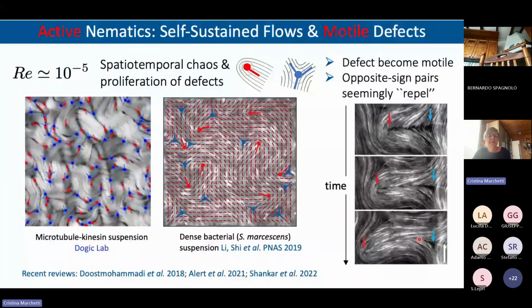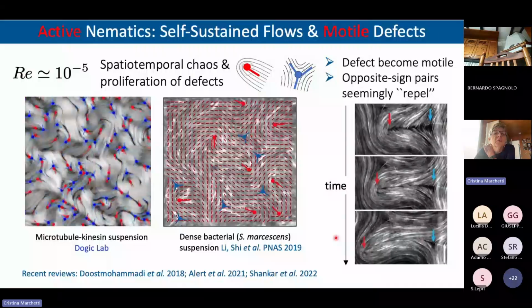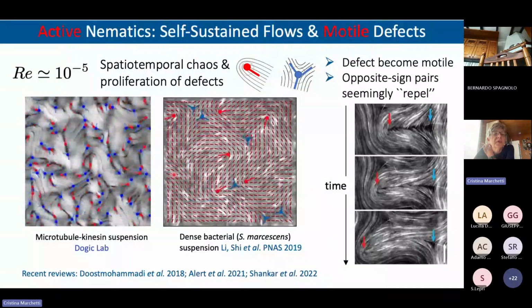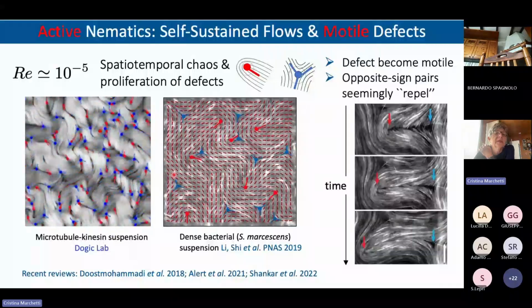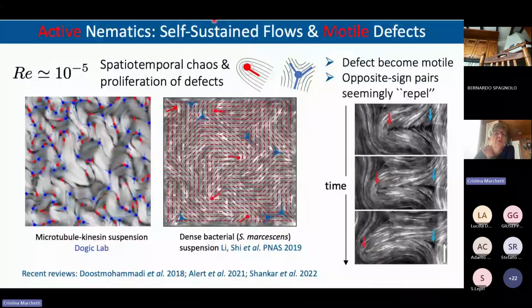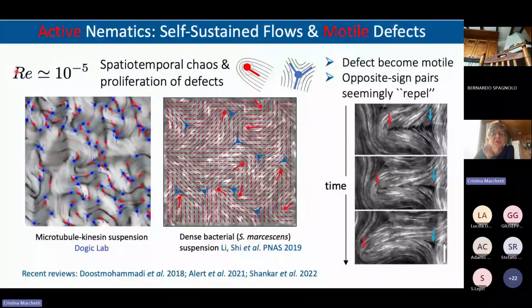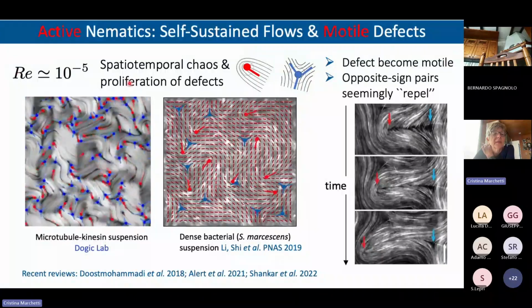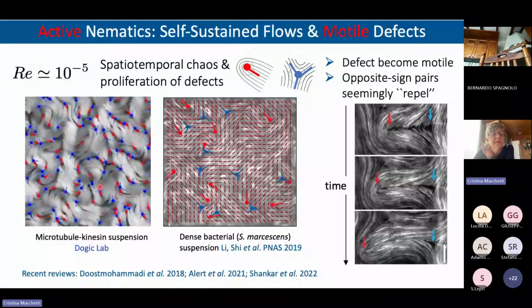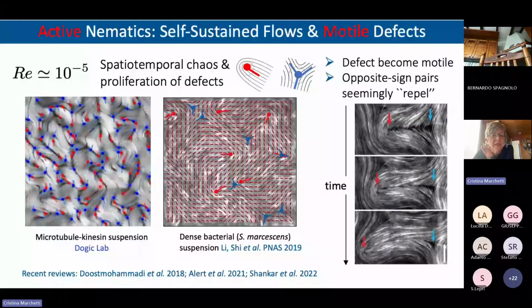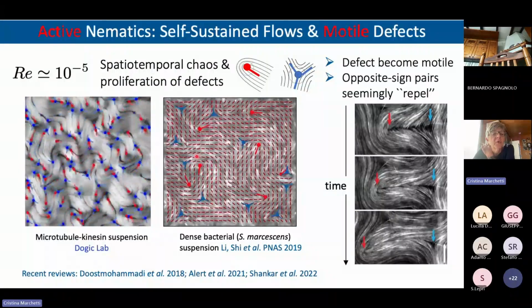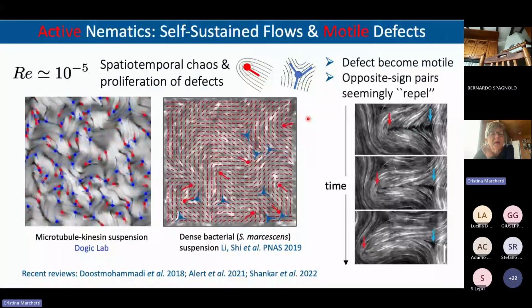And eventually, at long times, they will annihilate and the system becomes ordered. In active systems, however, the situation is quite different. First of all, the state of so-called active turbulence, which, by the way, should really be called spatio-temporal chaos because it occurs essentially in a regime of 0 Reynolds number. In this state, one actually has a steady state number of topological defects as opposite sign pairs are continuously created and annihilated. And furthermore, as you can see here, the defects become motile.